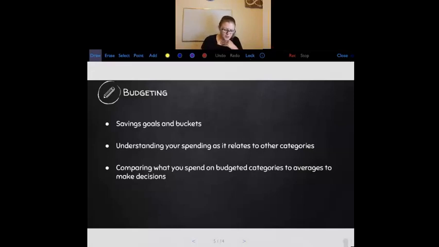Okay. We'll also understand your spending as it relates to other categories. So understanding what percentage of expenses compared to one another. And then there will be some charts where you'll be able to compare what someone spent to the national averages to maybe make decisions. Okay.